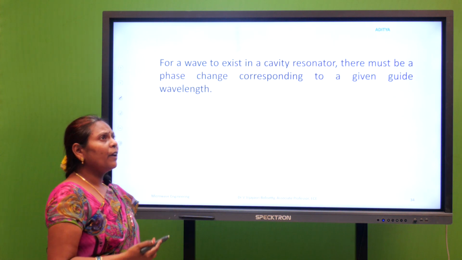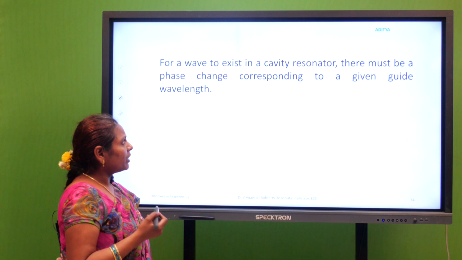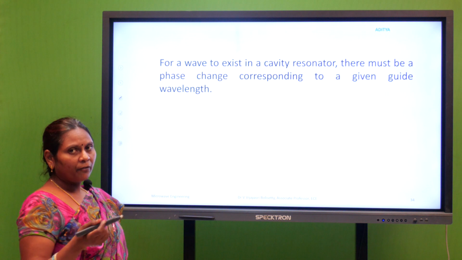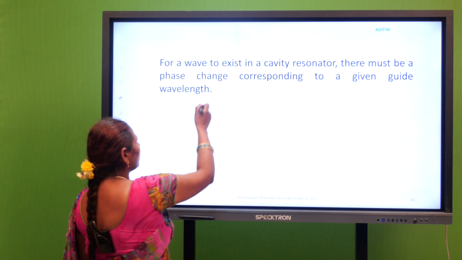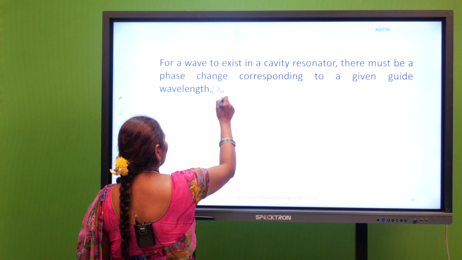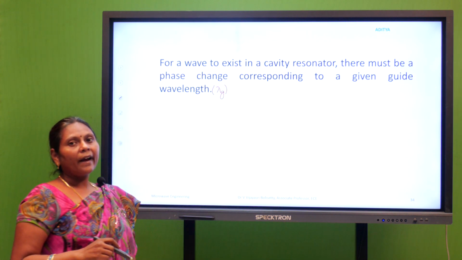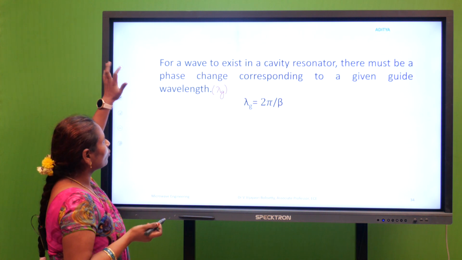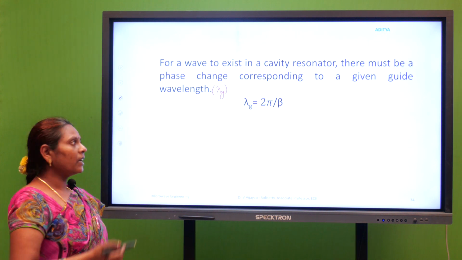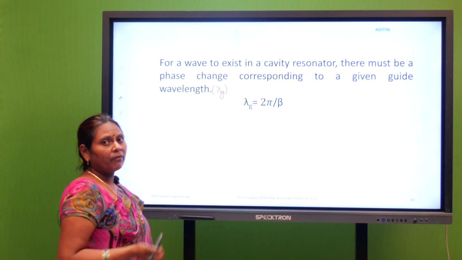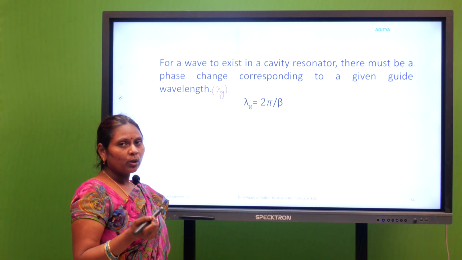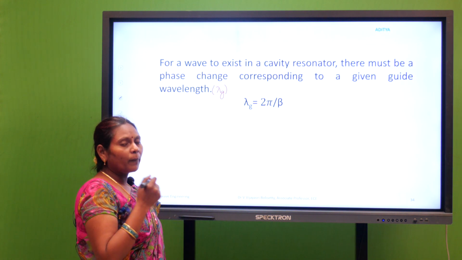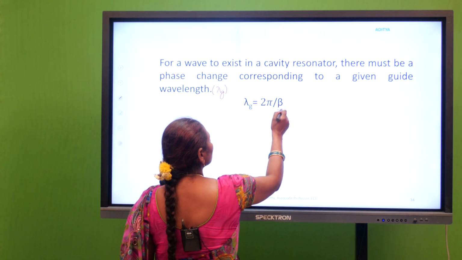For a wave to exist in the cavity resonator, there must be a phase change corresponding to a given guided wavelength. The guided wavelength we always represent as lambda g. We have defined lambda g is equal to 2 pi by beta. We defined the guided wavelength in unit 1 while discussing the phase velocity and group velocity.